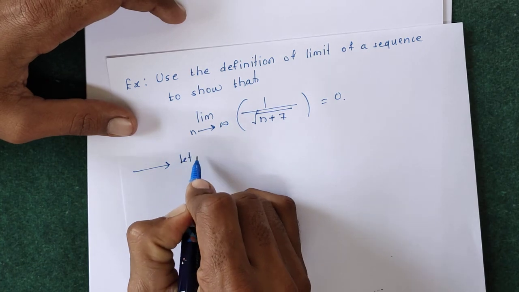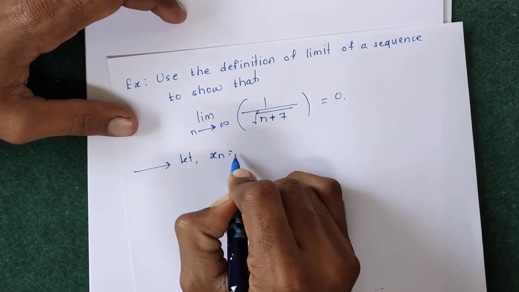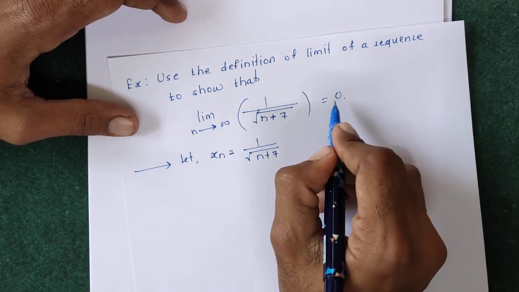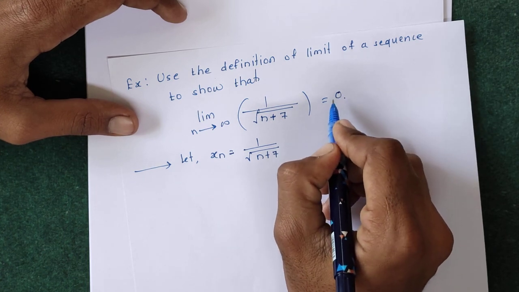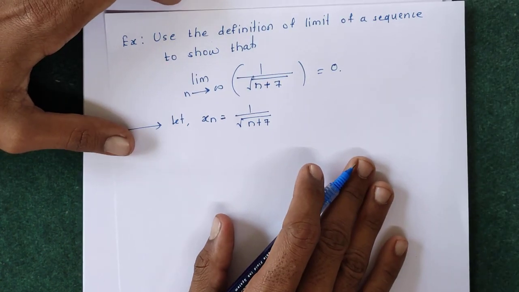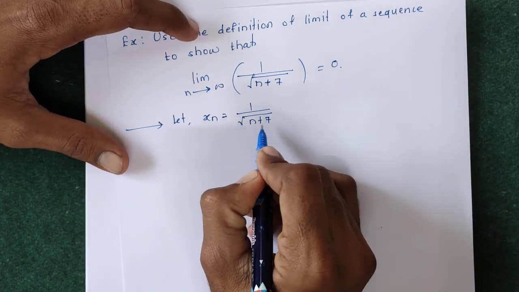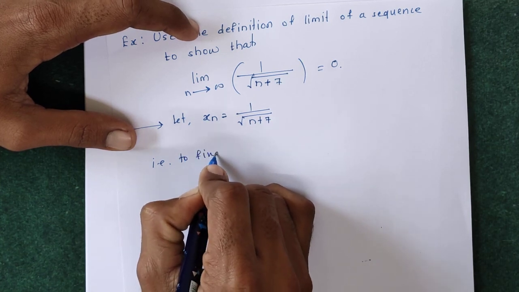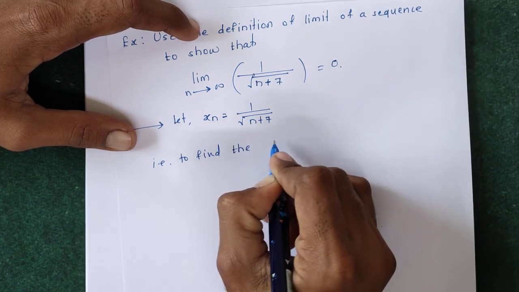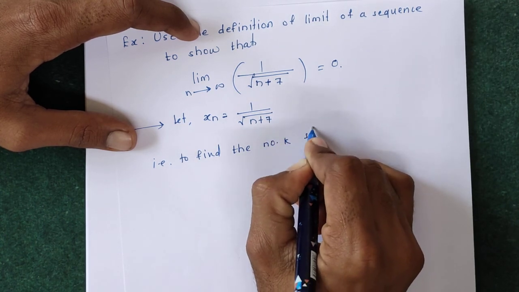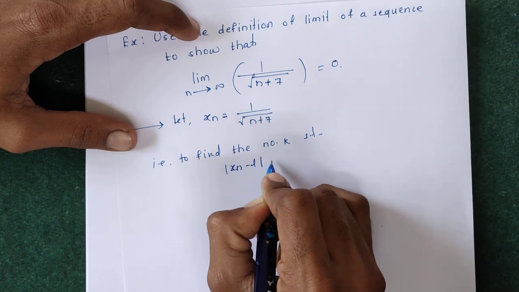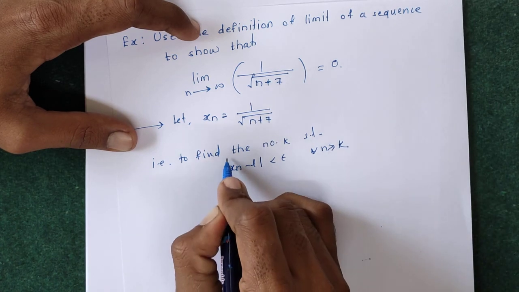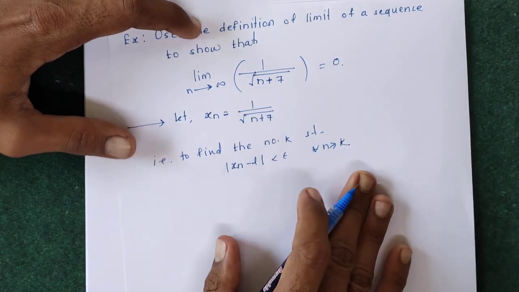So here, like previous examples, we have the sequence xn equal to 1 upon square root of n plus 7, and we have to prove the limit of this sequence is equal to 0. We know from the definition of limit of a sequence that we just have to find a positive number k such that mod of xn minus l is less than epsilon for all n greater than or equal to k.